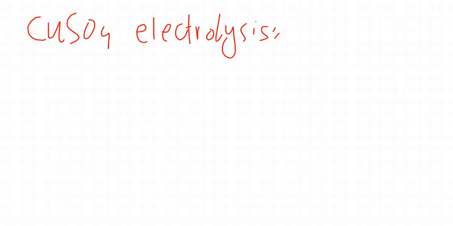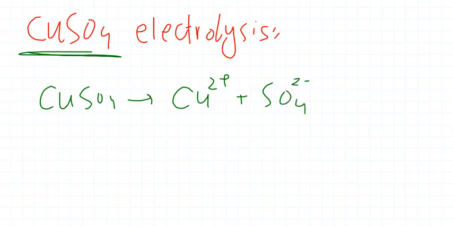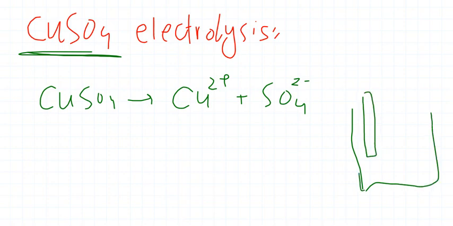In the previous class we discussed how the reactivity series decides which product will form at a cathode. So in today's lecture we will discuss one example: the electrolysis of copper sulfate. In a solution, copper sulfate will ionize in the following form: Cu2+ ions plus SO4 2- ions. So just consider we have this beaker and we have these two electrodes.